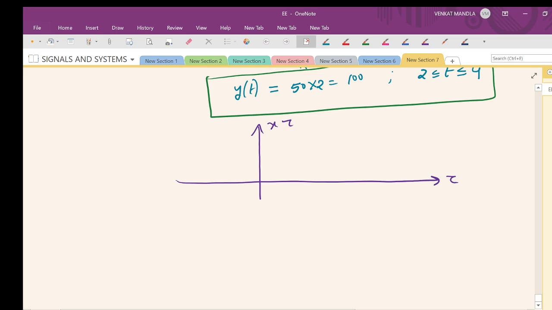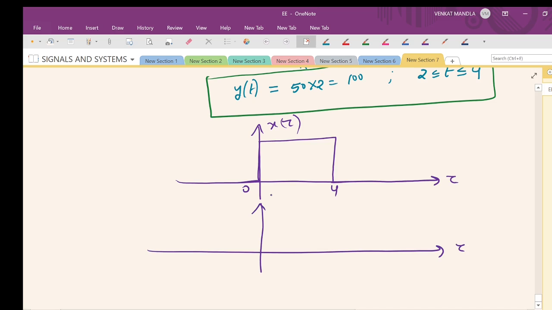This is x(tau), from 0 to 4. Now h(t minus tau). I have chosen h(t minus tau) such that the signal is like this.